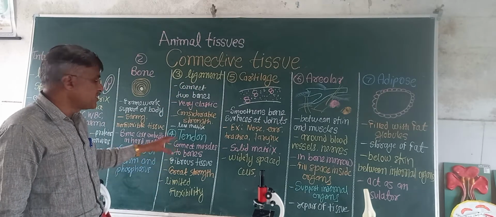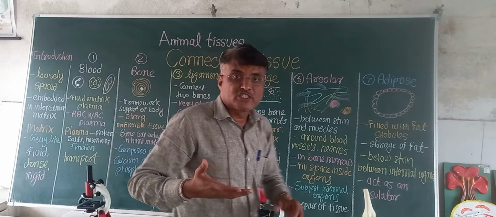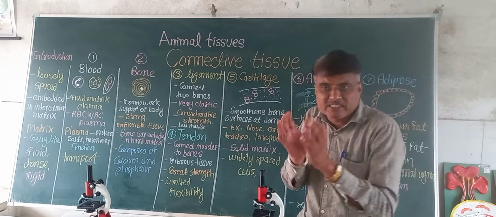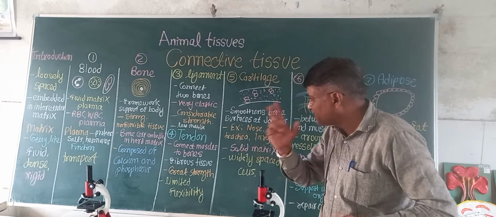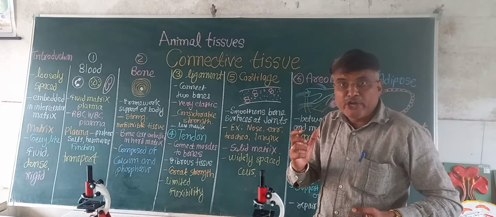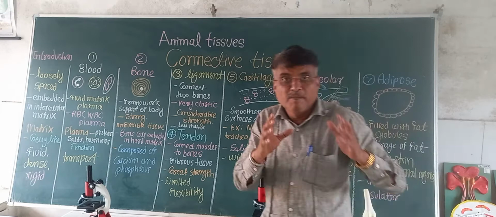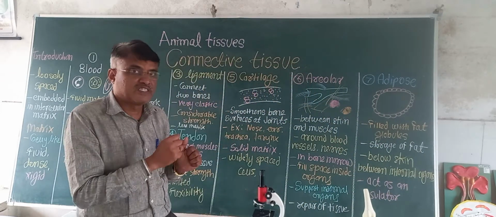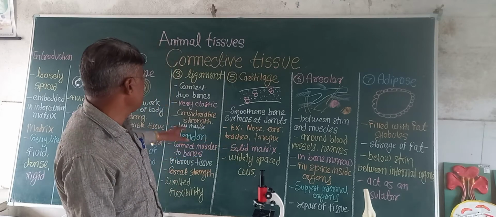Now the next, tendon. What is the function of tendon? Tendon connects muscles to the bones. Whatever muscles are in our body are connected to the bones by which part? Tendon. So this tendon has great strength but limited flexibility. Strength is more but flexibility is less. This is about the tendons.